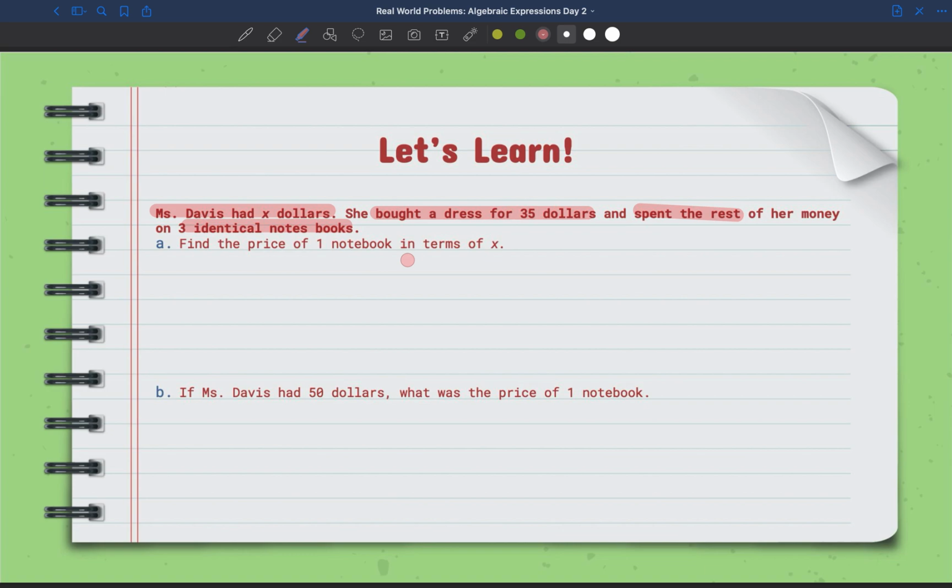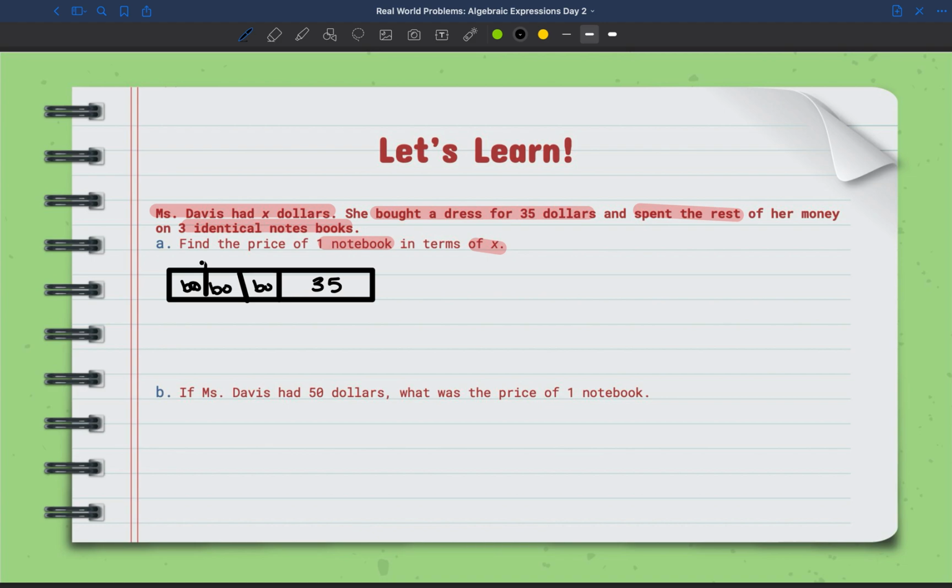Looking at part A, it says find the price of one notebook in terms of X. Well, we're going to make a little diagram so that it makes it a little bit easier for us. So we know that she bought 3 identical notebooks and then one dress for $35. And these represent our notebooks. I'm going to write a B and an O for books.